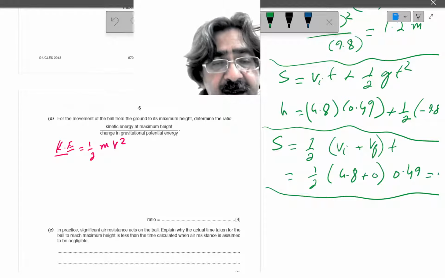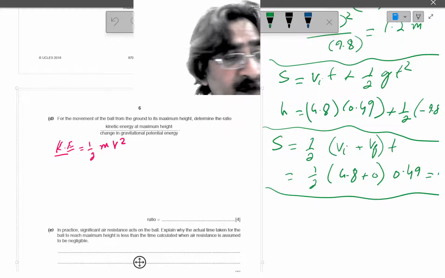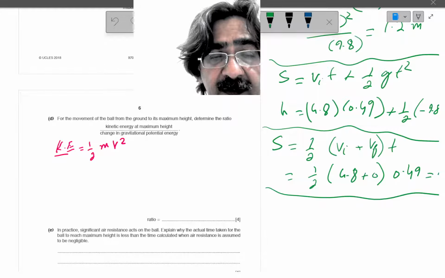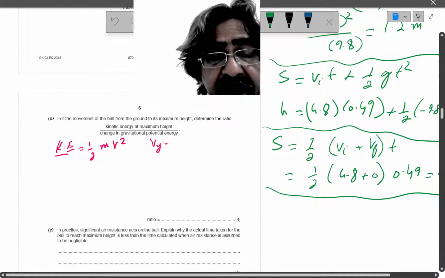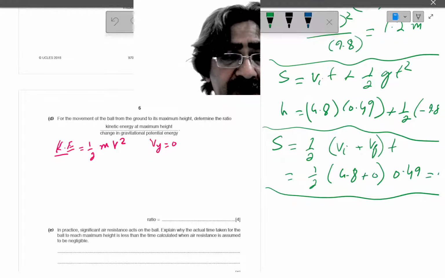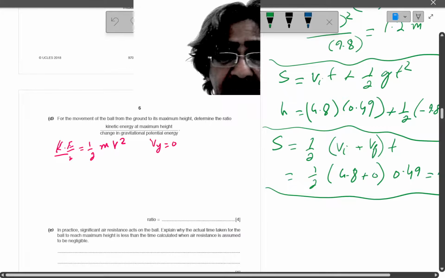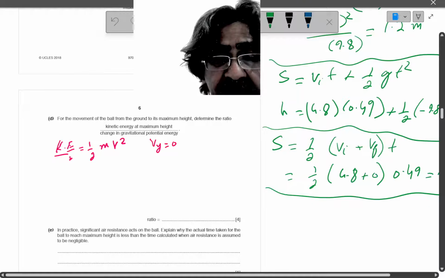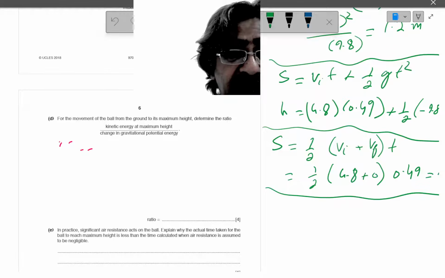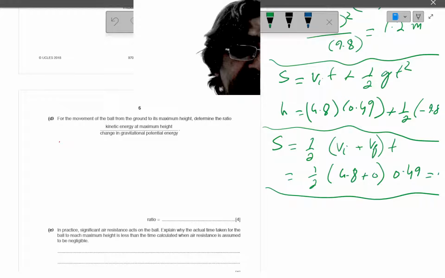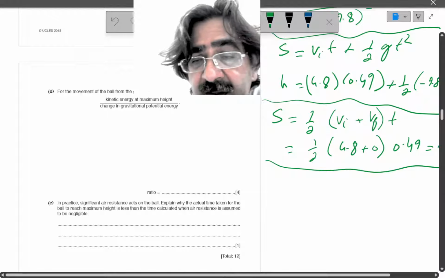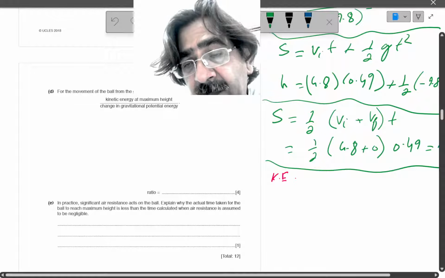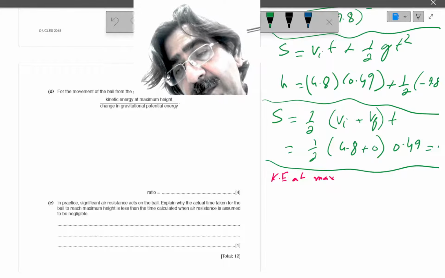So at maximum height, we know that vy will be 0. So we have to find the kinetic energy at maximum height. I think I should write it here. The kinetic energy at maximum height.